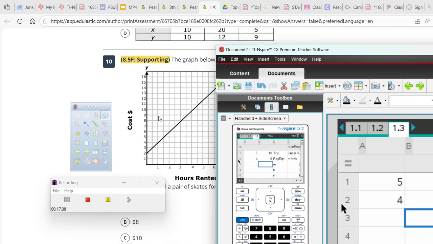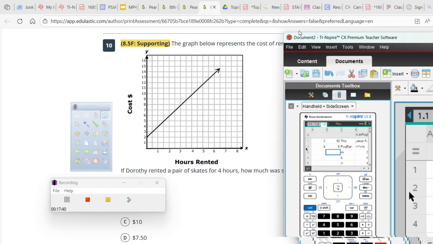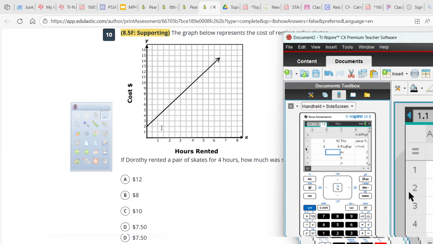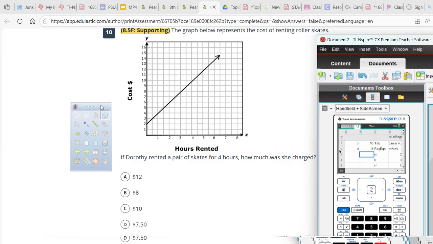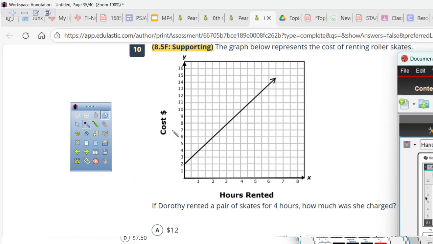So let's try this next, number 10. It doesn't have the case for 4 hours. How much was she charged? So it's basically use the graph that's given to you here. I'm going to go to 4 hours. Let's see, 1, 2, 3, 4 to 9. Go to 9 here, come over here.